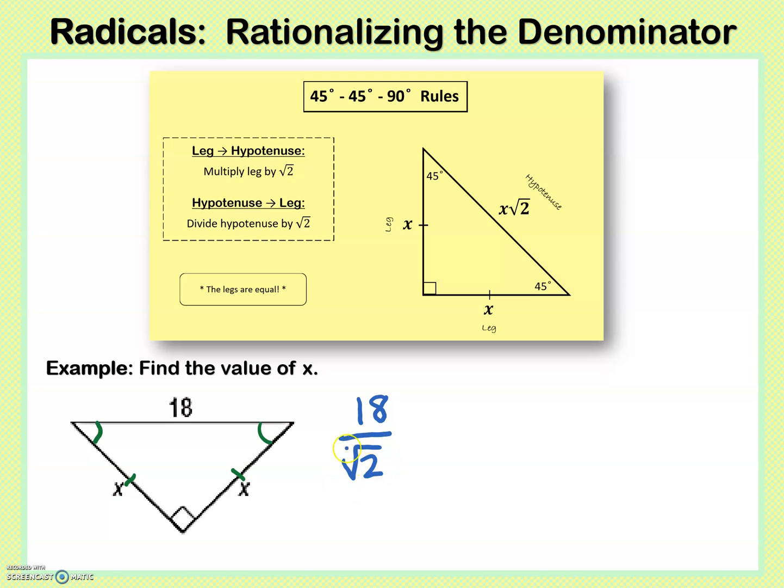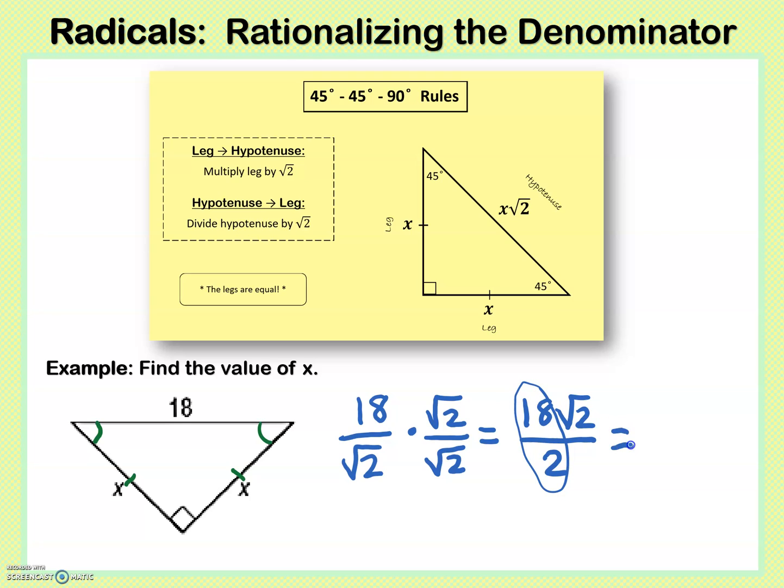However, we have this radical in the denominator, which is not mathematically proper. So we rationalize that by doing just what we did earlier. Multiply that by root 2 over root 2, and we get 18 root 2 over 2. Then we simplify the 18 over 2 because we know that's 9. And our final answer just becomes 9 root 2. So the length of the legs of our triangle are both 9 root 2. All right, great job.